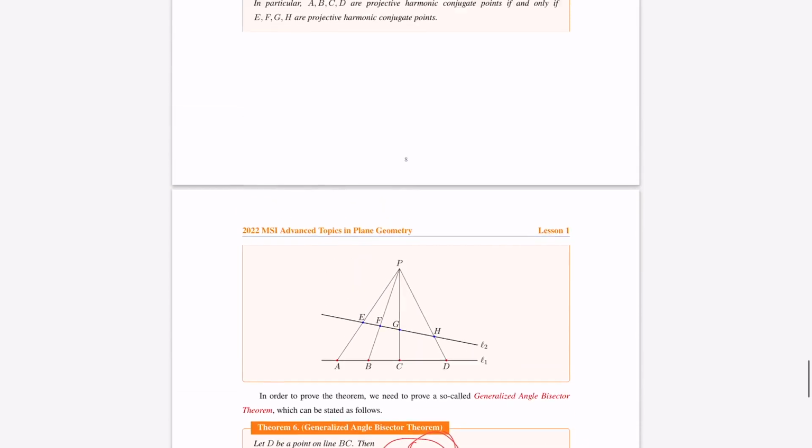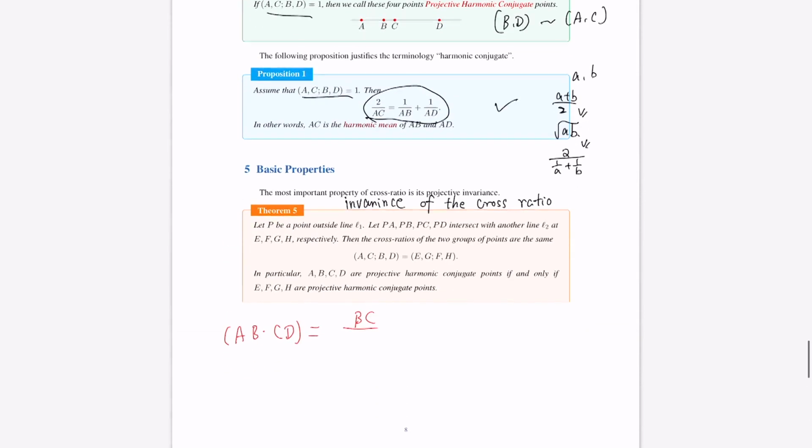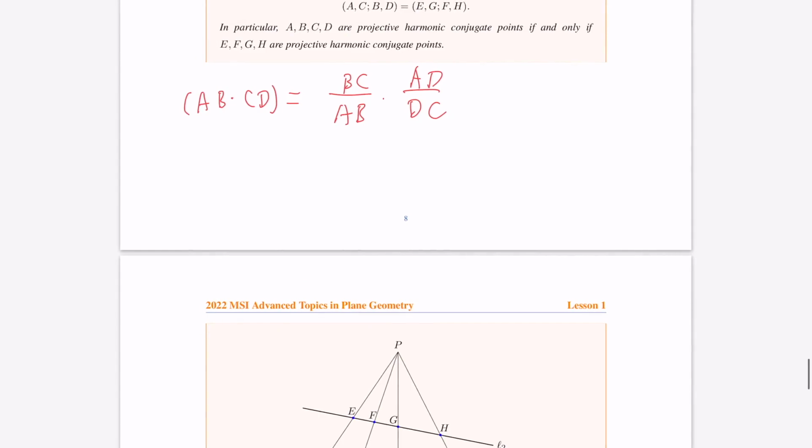The cross ratio ABCD is equal to BC over AB times AD over DC. I forgot the exact form, but the first one is BC over AB. What I can do is use this generalized angle bisector theorem. We just look at this triangle. Suppose this is alpha, this is beta, this is gamma. By the generalized angle bisector theorem, BC over AB would be equal to PC over PA times sine beta over sine alpha, right? Okay, so this is the first step.